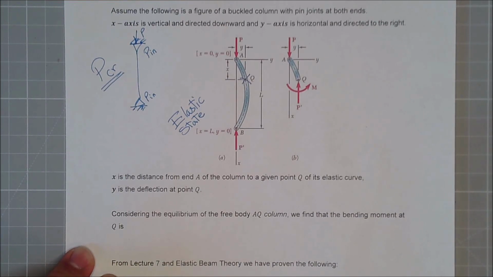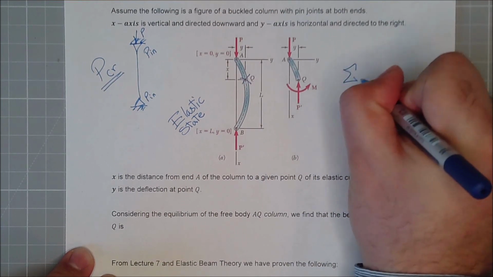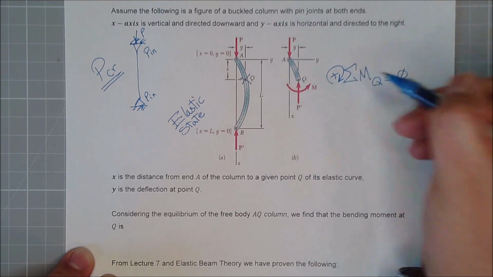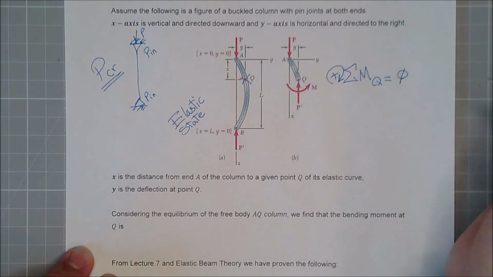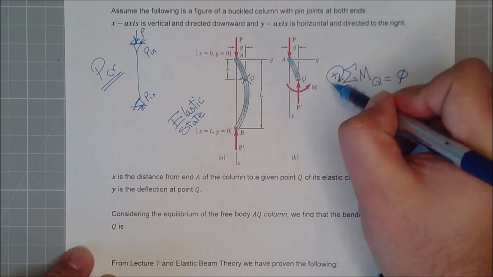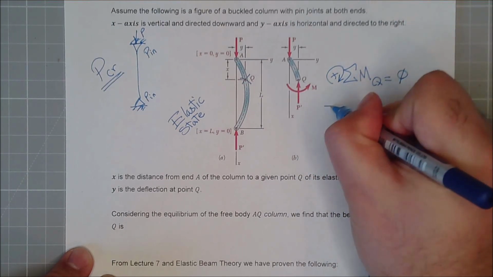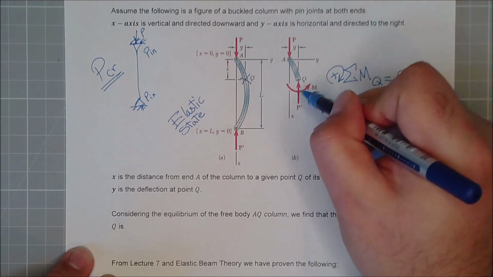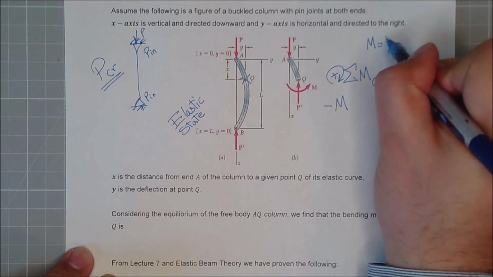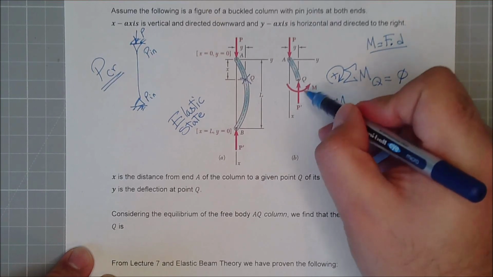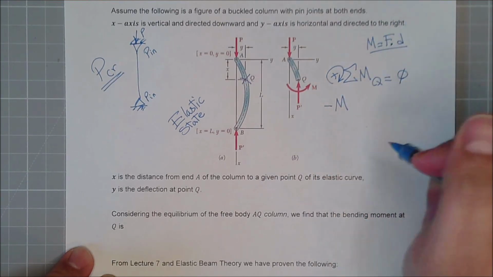Let's do a summation of moments at point Q. The summation of all moments at point Q equals 0. As we discussed, we are in equilibrium, so everything should be 0. I have a moment over here which is against my direction at point Q, so I'll put minus M. Then this P prime: moment is force times the perpendicular distance, and P prime doesn't have any distance to point Q, so there is no moment due to that.